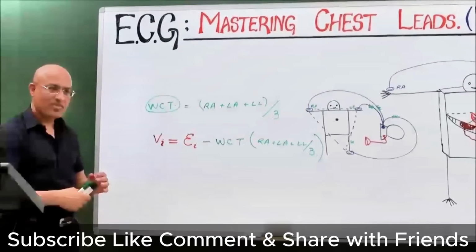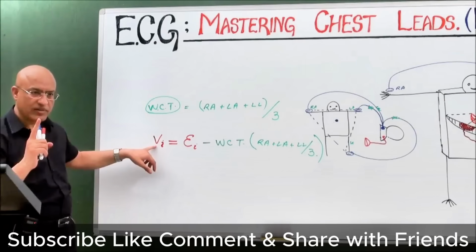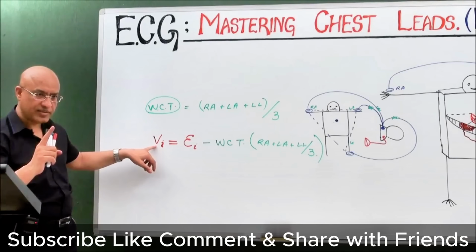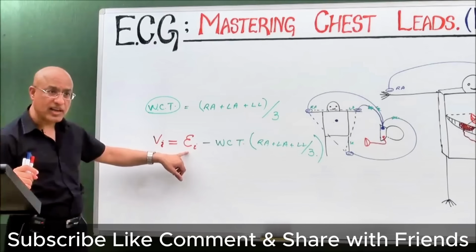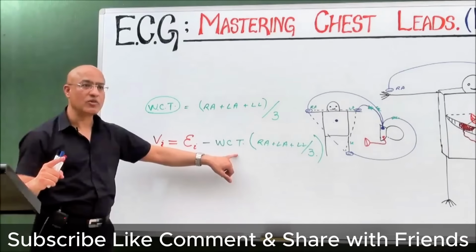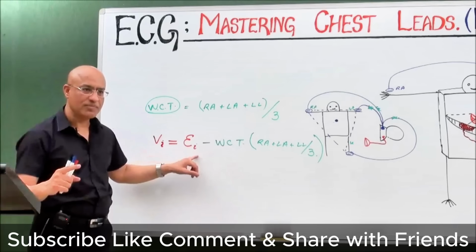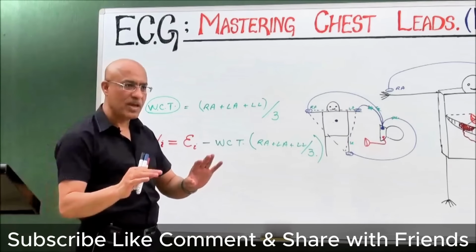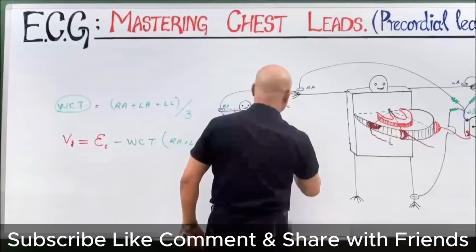Did you get it? What did we learn? That chest leads determine the potential from the surface of the chest, is that right, between the exploring electrode potential and the virtual electrode potential. Is that right? The difference between them. Any question? And now we come to how you place chest leads.